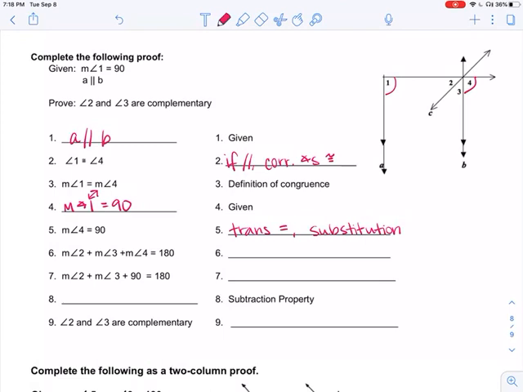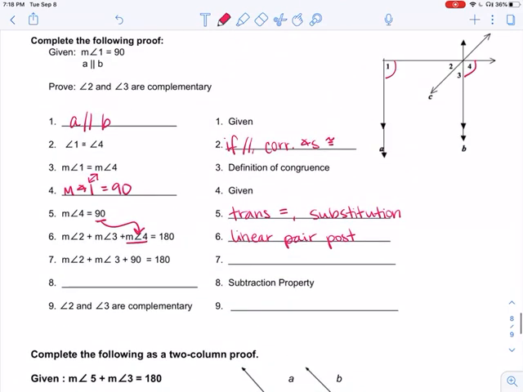The measure of 2 plus the measure of 3 plus the measure of 4 is equal to 180. I know that there are 3 angles there, but they are making a linear pair. And the measure of 2 plus the measure of 3 plus 90. So what we've done here is swapped out the measure of angle 4 for 90. Since we're replacing one piece, this would be a great case where you'd use substitution.